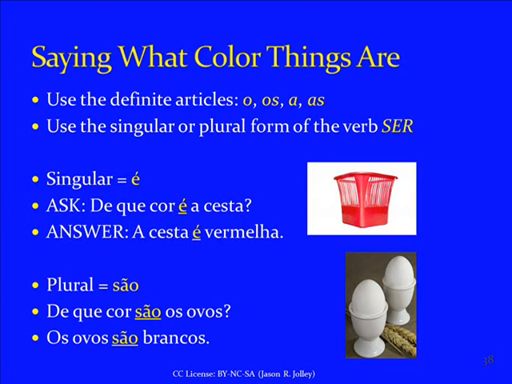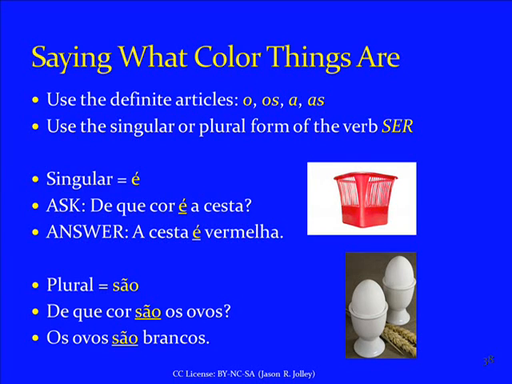The singular form, if you recall from the previous lesson, is é. The plural form is são. They are. So if I want to ask what color something singular is, like the basket, I would use the expression de que cor é a cesta. So de que cor é, and then the object. De que cor é a cesta? And the person would answer with the object, verb, and then that modifier, that adjective color word. A cesta é vermelha.